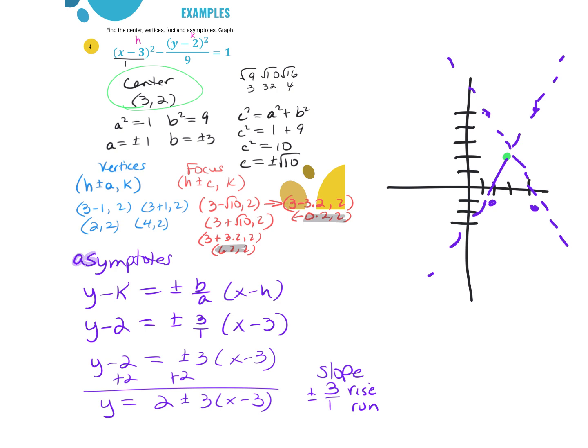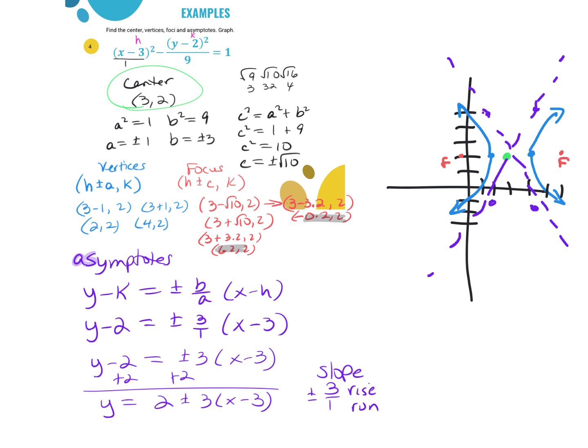So 2, 2, and 4, 2. Again, use the asymptotes as the guide. And again, throw in those 2 foci. And again, we approximated those to be about 6.2, comma 2. So again, right here. And then negative 0.2. So just on the other side. And we'll say really close. And those would be your 2 foci.